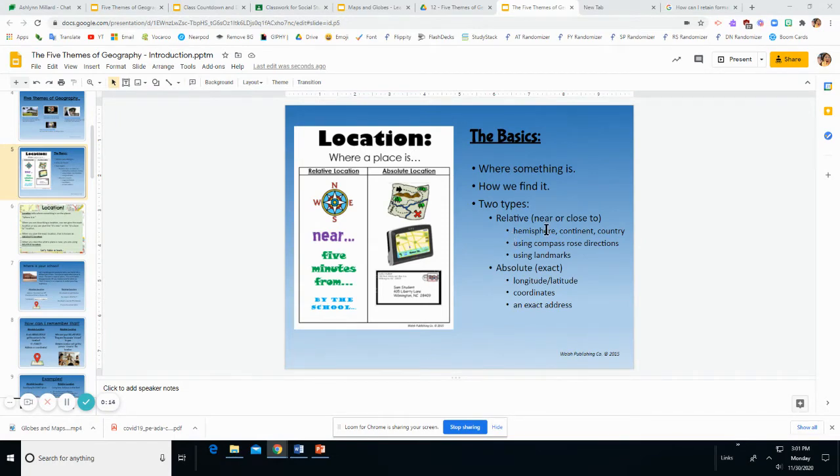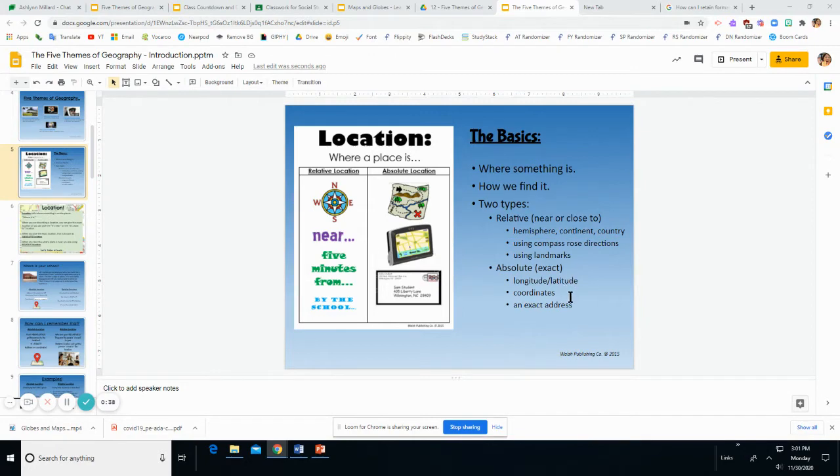Relative location is what is near or close to the location, like for instance, what hemisphere something is in, what continent, what country. Using the compass rose directions to say that it's north of United States or south of Florida. Using famous landmarks or local landmarks, like I'm near the ice cream store.